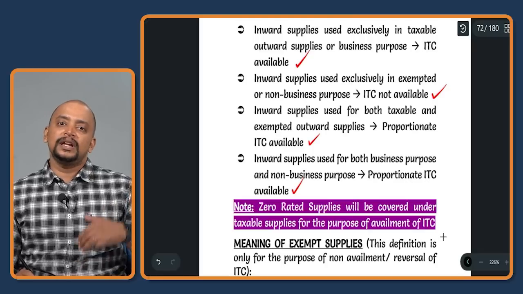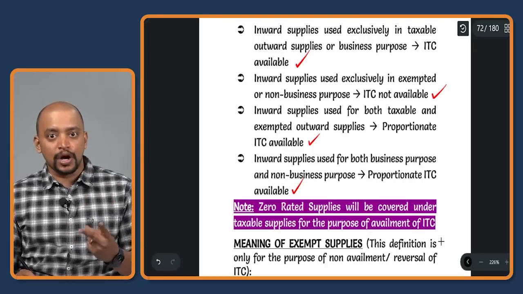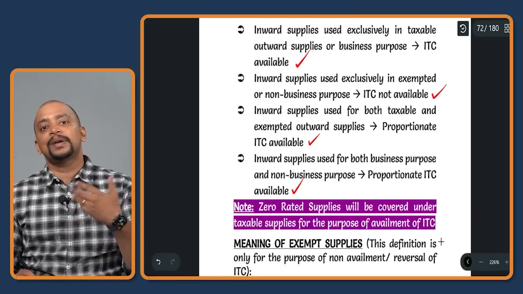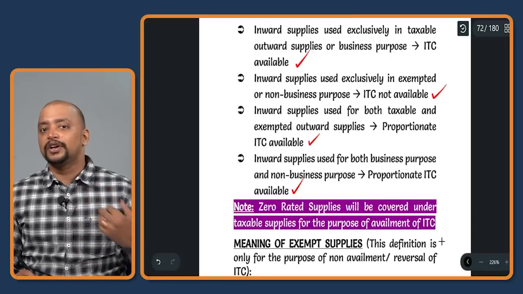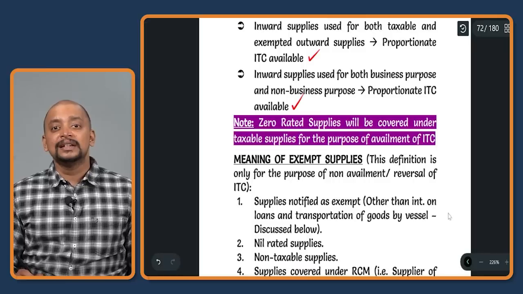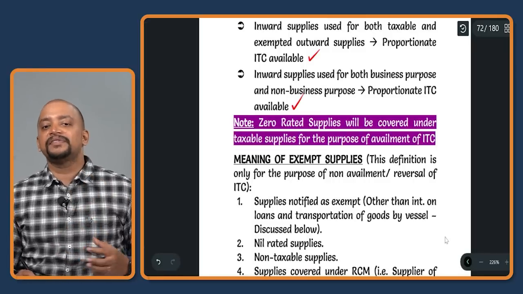Even in the case of zero rated supply, we have two options: pay IGST and get refund, or don't pay IGST and get the refund of ITC. But whatever the case may be, zero rated supplies will be treated as taxable supply for the purpose of availment of ITC.